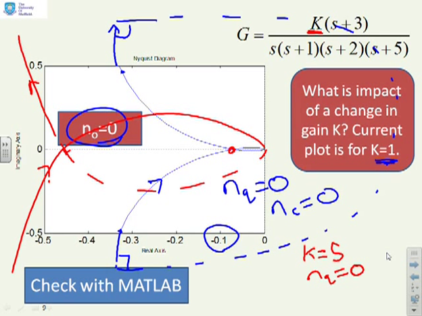Now, in order to change the number of encirclements, I need this intercept point to be to the left of minus 1. Now, minus 1 is obviously off the window here, but if I can move that intercept point to the left of minus 1, then I'm going to get 2 encirclements, and I'll go closed loop unstable. And the value of k required is going to be something a bit bigger than 10. So let's go to MATLAB and see if we can verify this.